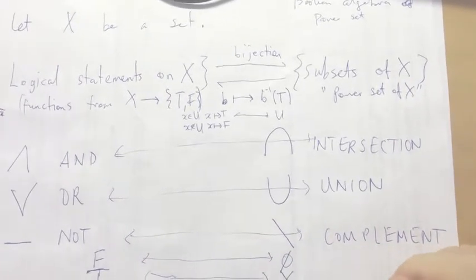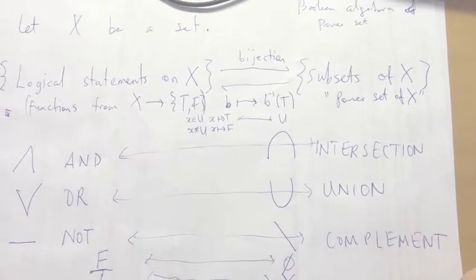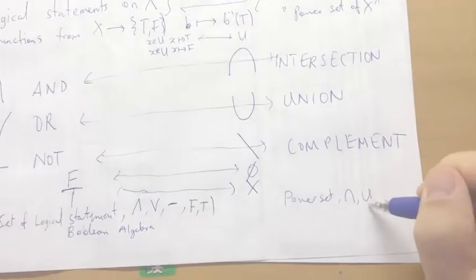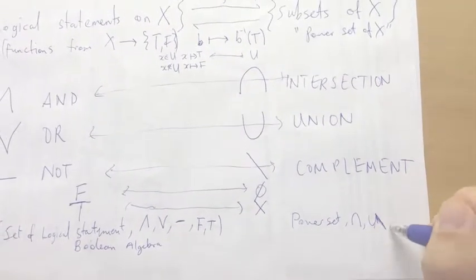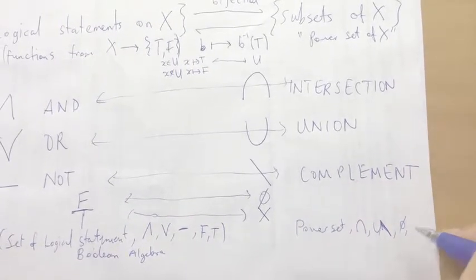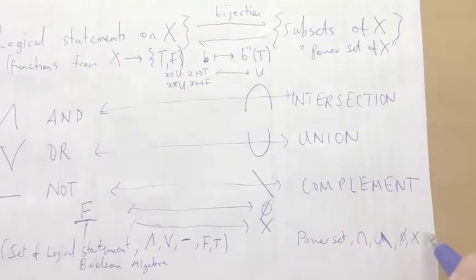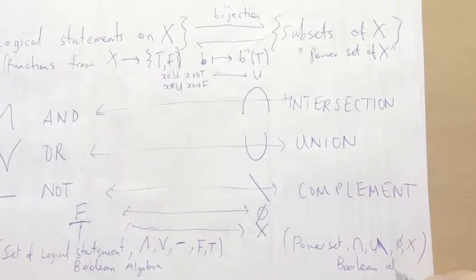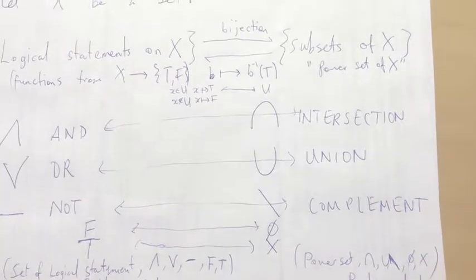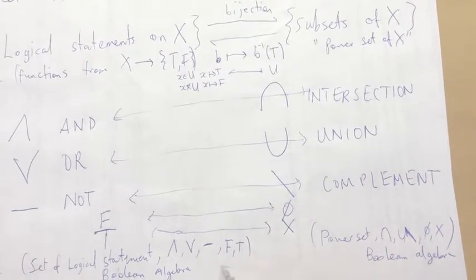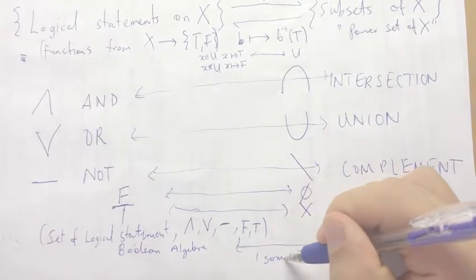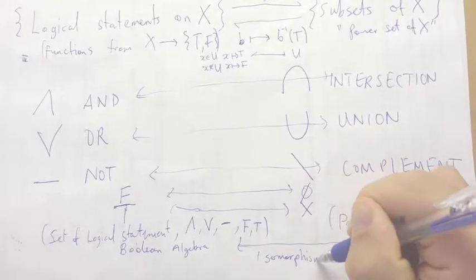The power set with these operations and the distinguished elements of the empty set and the whole set is also a Boolean algebra. And then the bijection that we have becomes an isomorphism of Boolean algebras.